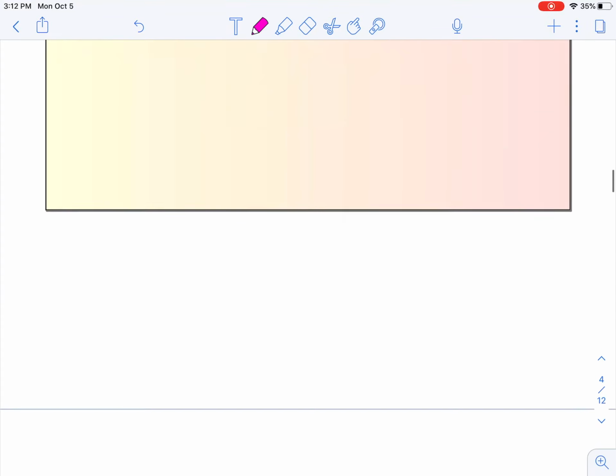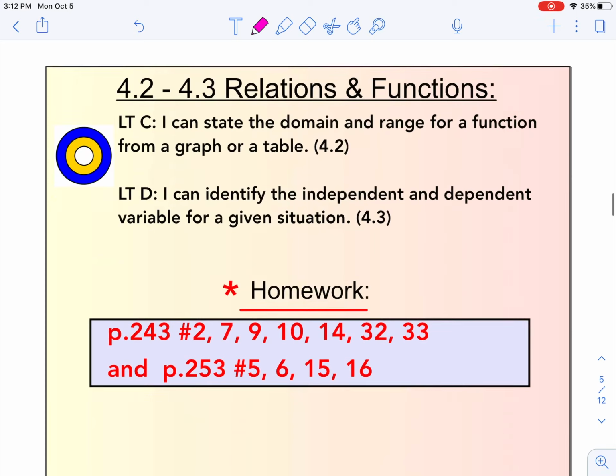We want to keep going back through these ideas as we move forward. So today we're going to work on domain and range of a function from a table or a graph. And we're going to try to work on starting to identify the independent and dependent variable for a given situation. Now, these questions right here are not listed necessarily on your homework assignment, but these would be optional for practice.